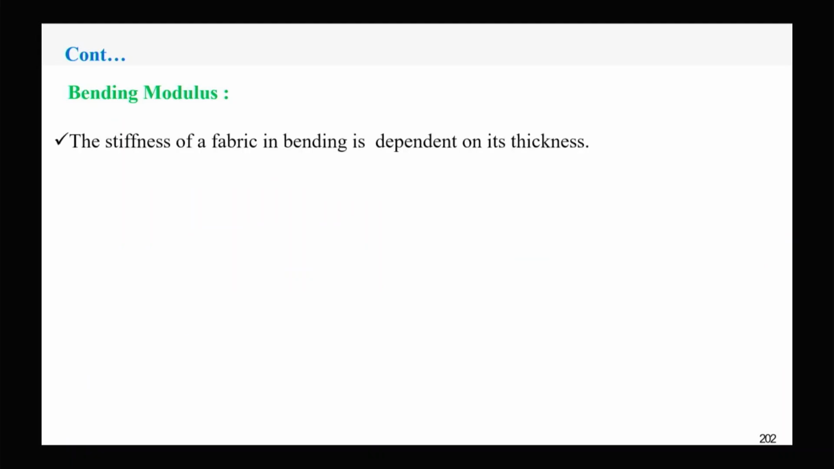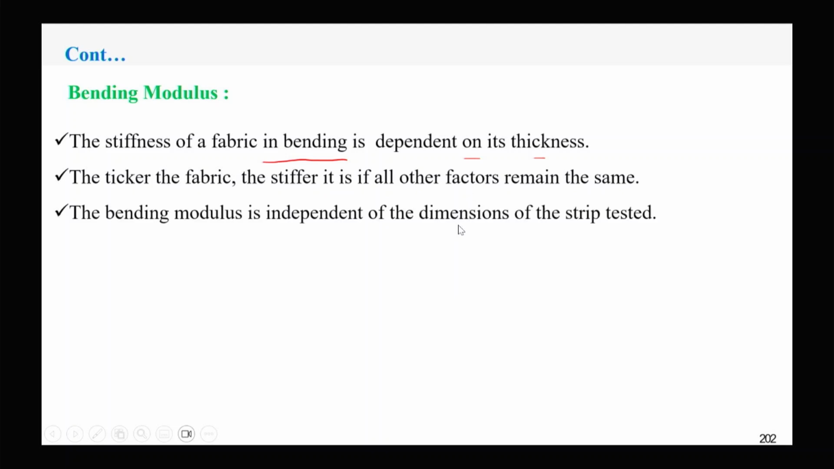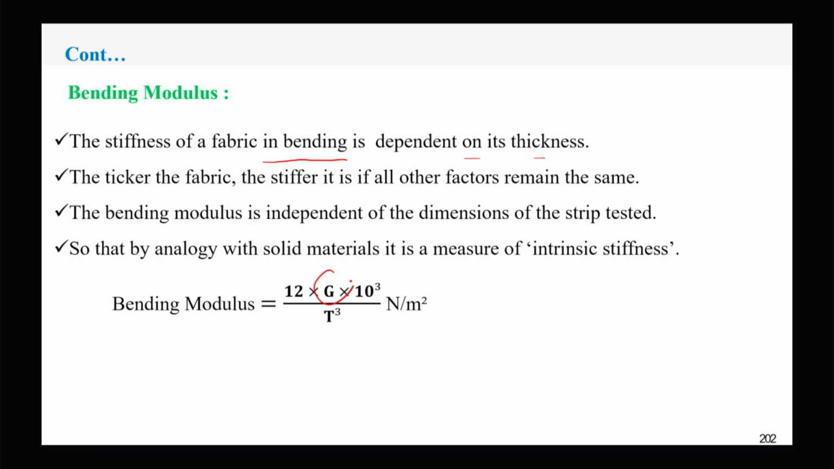And the stiffness of a fabric in bending is dependent on the thickness. So for the same fabric, if we increase the thickness, the bending modulus will change. The thicker the fabric, the stiffer it will be. So bending modulus is independent of the dimension of the strip. That's why if we divide the rigidity by the thickness, we will get the bending modulus, given by this relationship: 12 multiplied by G multiplied by 10^3 divided by T^3, where T is the fabric thickness in millimeter, and the bending modulus unit is Newton per meter square.